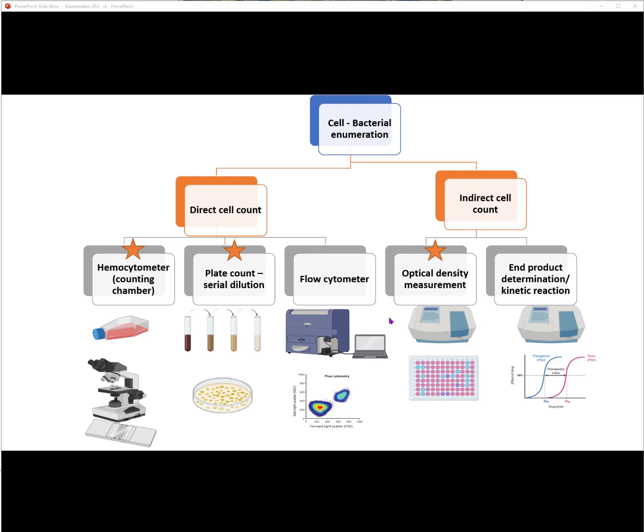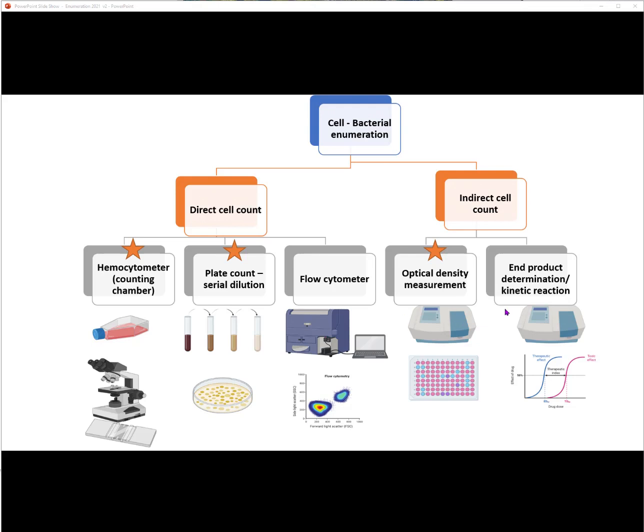Indirect cell counts are determining the concentration by more physical properties, like for example optical density or kinetic end products. So for example, optical density measurement is when you do a growth curve and we just look at how cloudy, how turbid a culture gets over time, and how long it takes to get to the turbidity, and how steep is the slope. So we'll talk about that in a little bit.